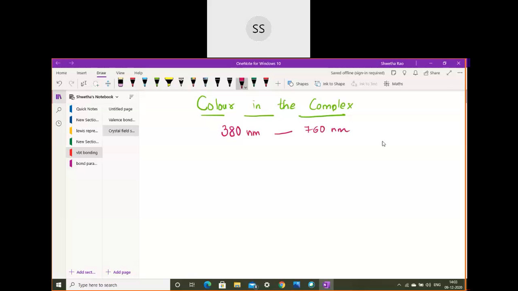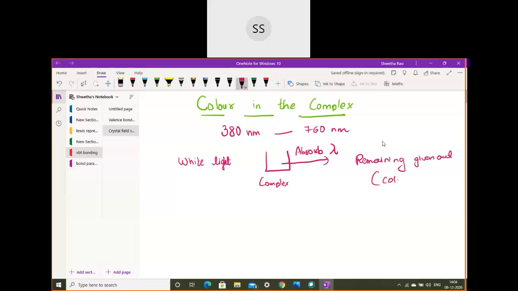Within this region where we are able to see things, the complex has to absorb certain wavelengths, and the remaining light which is given out is what we see in the form of color. For example, white light has all the 7 colors, correct? When you pass this white light through a complex, it will absorb certain wavelength, lambda, and the remaining ones will be given out. Whatever has been given out is seen in the form of color.